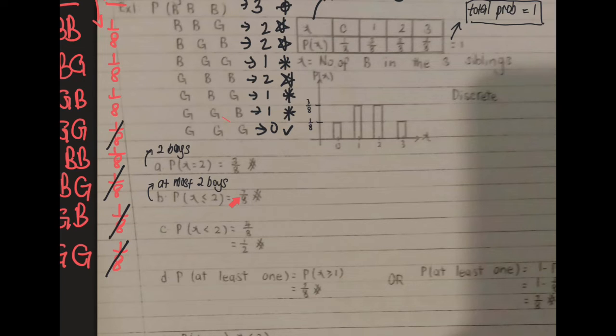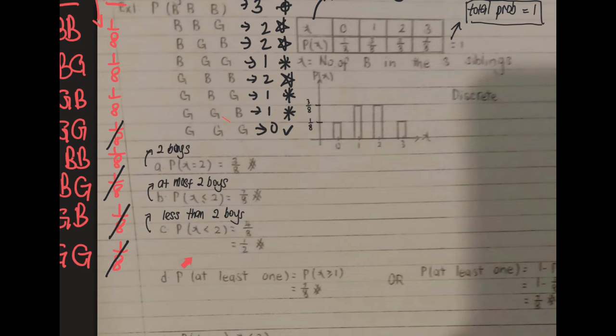Okay, so part C, normally they ask it like this: find the probability that there are less than 2 boys in 3 siblings. Less than 2 boys, you cannot take 2. You can only take 1 and 0. So that's why you take 1/8 plus 3/8, then you get 4/8, simplified to 1/2.